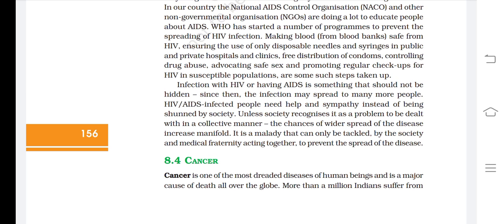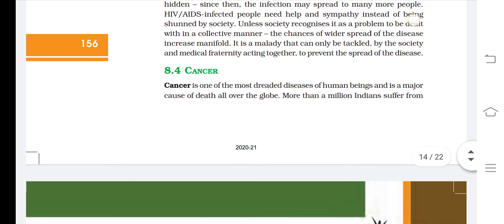Infection with HIV or having AIDS is something that should not be hidden, since the infection may spread to many more people. HIV or AIDS infected people need help and sympathy instead of being shunned by society. Unless society recognizes it as a problem to be dealt with in a collective manner, the chances of wider spread of the disease increase manyfold. It is a malady that can only be tackled by the society and medical fraternity acting together to prevent the spread of the disease. Cancer.